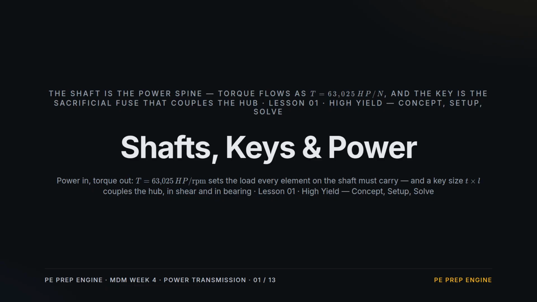Week 4, Lesson 1, Shafts, Keys, and Power. Power transmission opens on the part that ties the whole machine together, the rotating shaft. A motor delivers horsepower at some speed, and that pair fixes the torque the shaft carries, the single load that every gear, pulley, and coupling downstream has to live with. We turn that torque into a force on a key, size the key in 2 ways, and then check the shaft itself. Get the torque-power relation right, and the rest of this week is built on it.